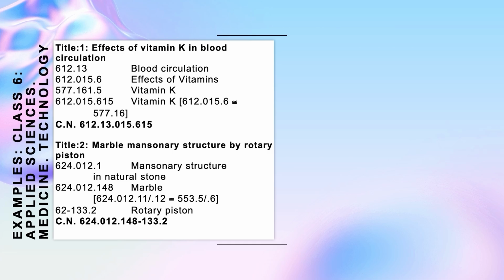Therefore the vitamin K for blood circulation will be 612.015.615. So the final class number will be 612.13.015.615. Then title 2, marble masonry structure by rotary piston.